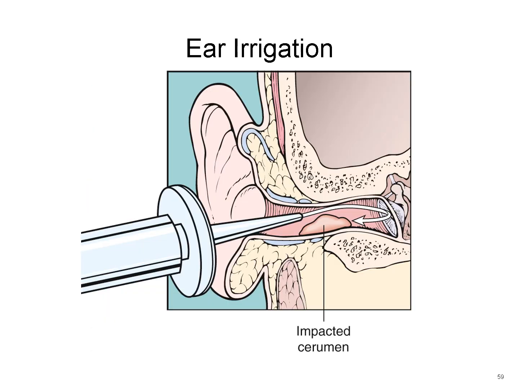Ear irrigation is a common method used to remove impacted cerumen. It involves gently flushing the canal with body temperature water to avoid dizziness or pain. It's important to ensure the tympanic membrane is intact before irrigation. This technique should be performed carefully to avoid damaging the ear canal or eardrum.